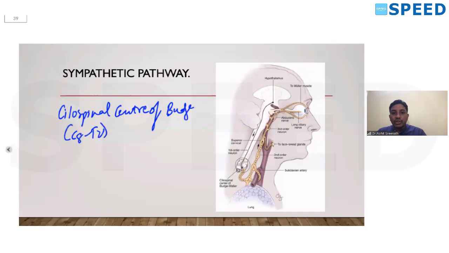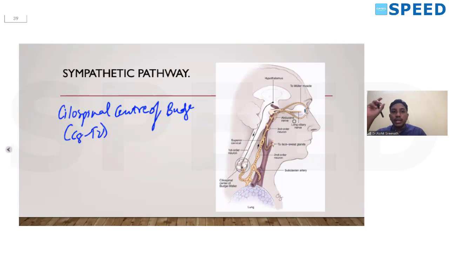From the ciliospinal center, the second order neurons traverse along the subclavian artery and ascend along the internal carotid artery and end in the superior cervical ganglion. From the superior cervical ganglion, the third order neurons ascend along the internal carotid artery and supply the dilator pupillae via the long ciliary nerves. So the post-ganglionic fibers are supplied via the long ciliary nerves. The sympathetic pathway will cause the dilatation of the pupil. The parasympathetic pathway will cause the constriction of the pupil.